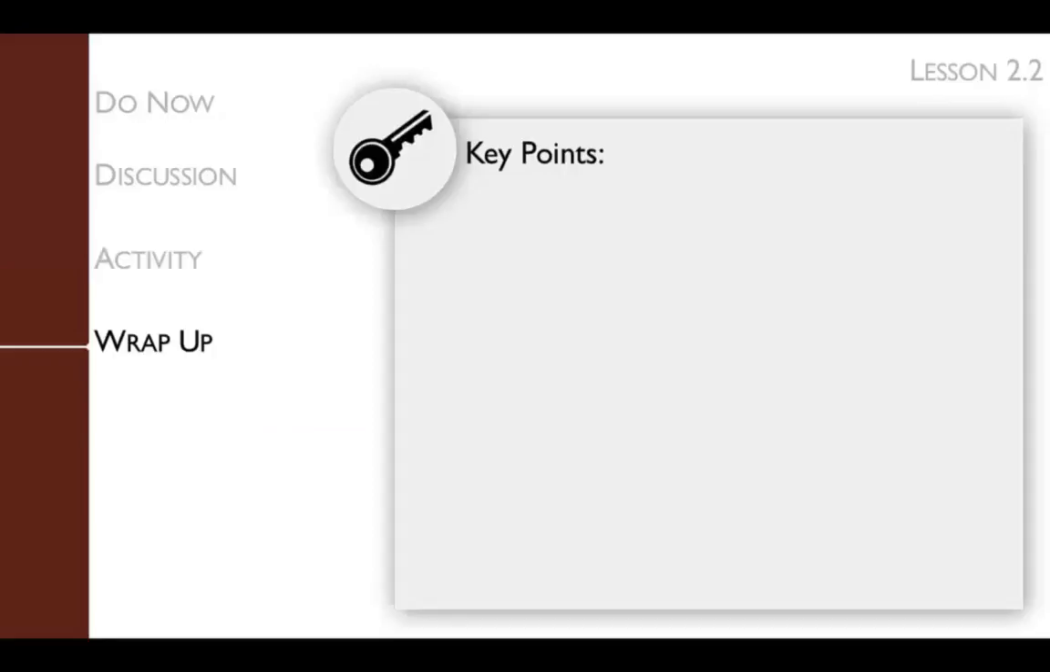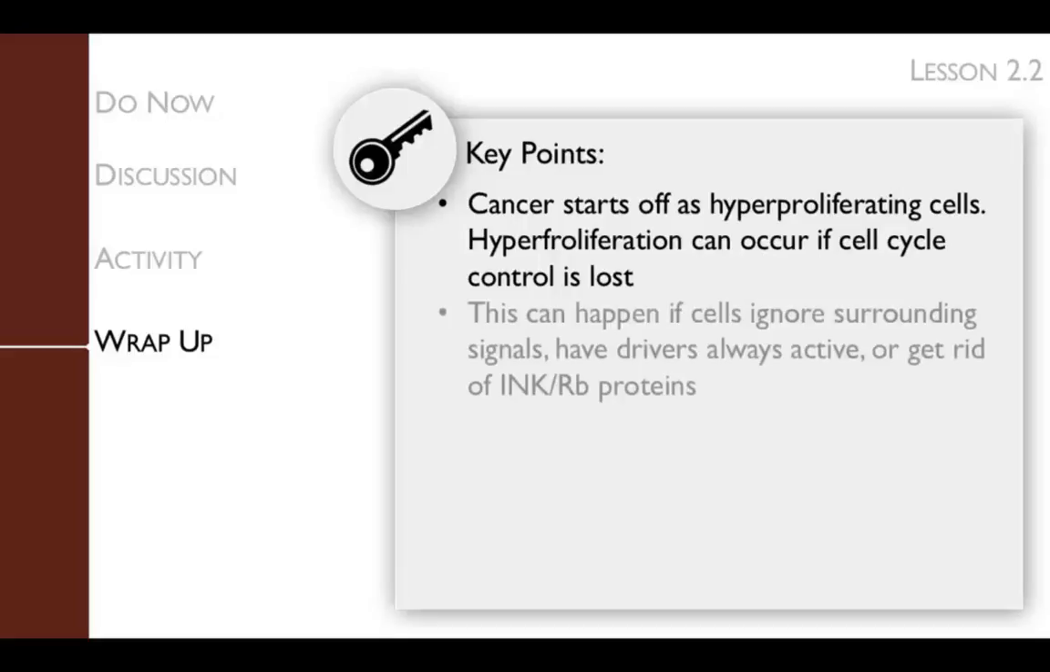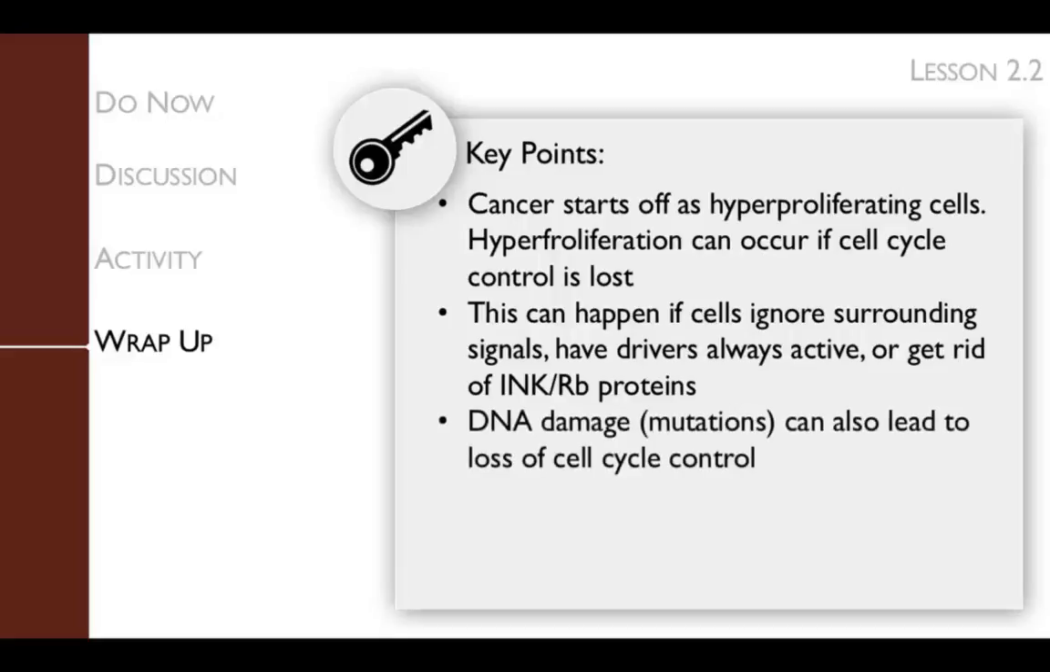The key points of the wrap-up are that cancer starts off as hyperproliferating cells. Hyperproliferation can occur if cell cycle control is lost. This can happen if cells ignore surrounding signals, have drivers always active, or get rid of INK or RB proteins. DNA damage leading to mutations can also lead to loss of cell cycle control.